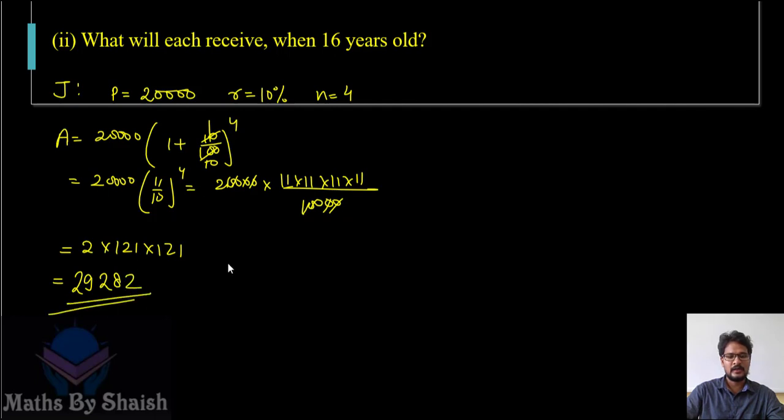And then we multiply by this, and we get 29,282, and that's the amount both of them will get, because from the previous part we have seen they are getting the same amount. So John and Smith both got 29,282 at 16 years old.